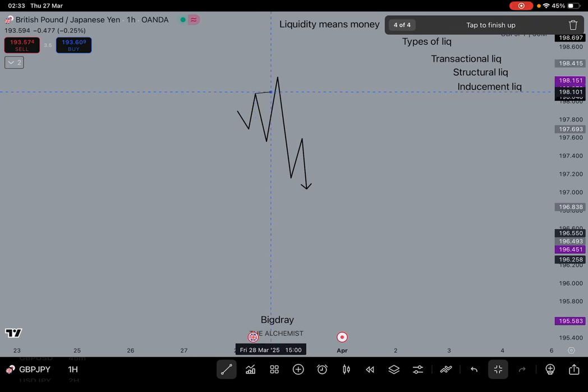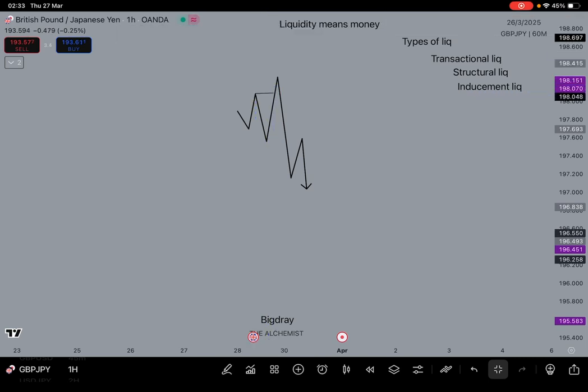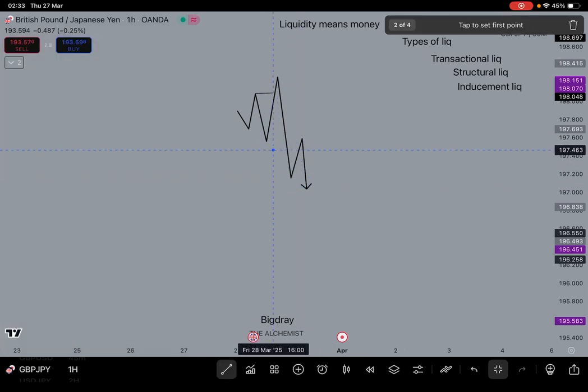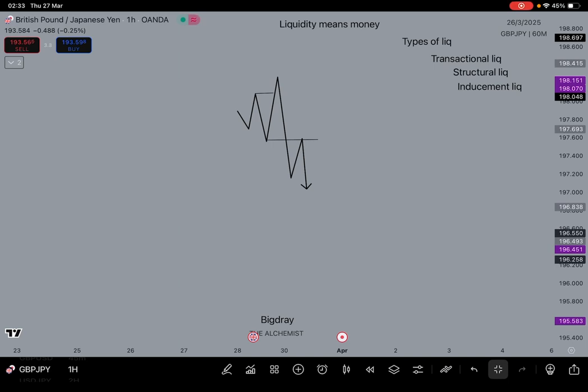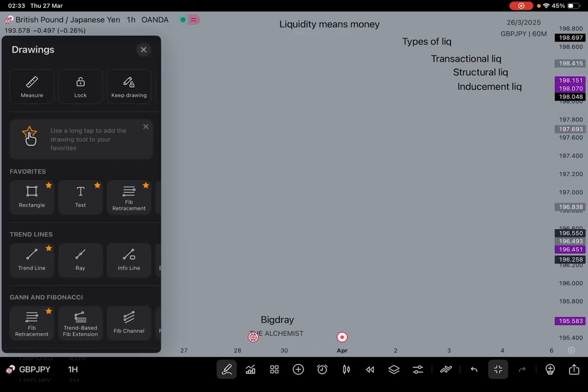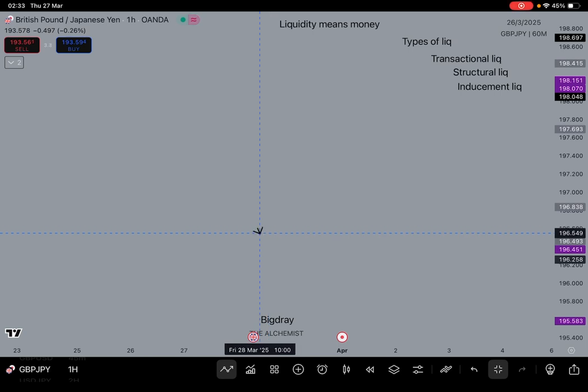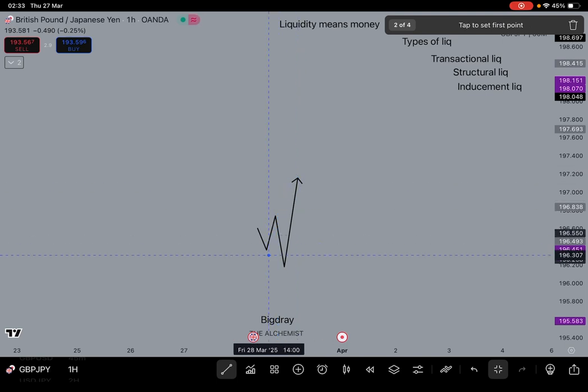Because why? You have a liquidity sweep here. Can you see? And you have a change of character here. Can you see? Let me give you another. For it to be clear, let me use buy. This is a transactional liquidity, indicating that this last support was swept, also known as liquidity sweep.